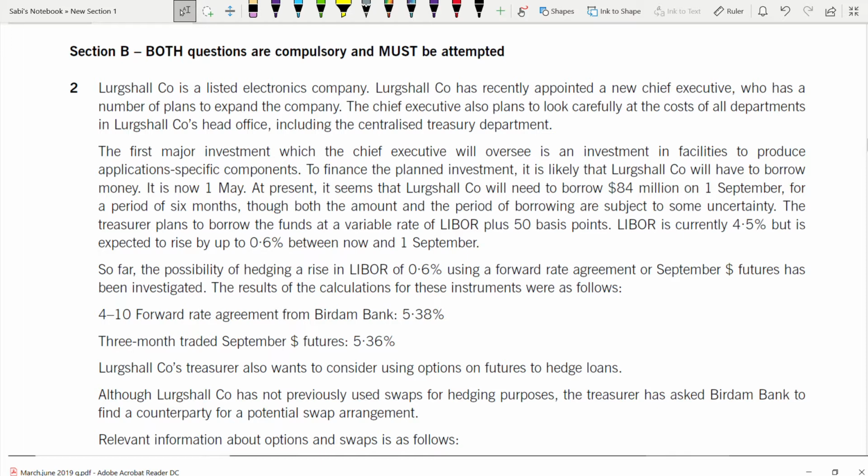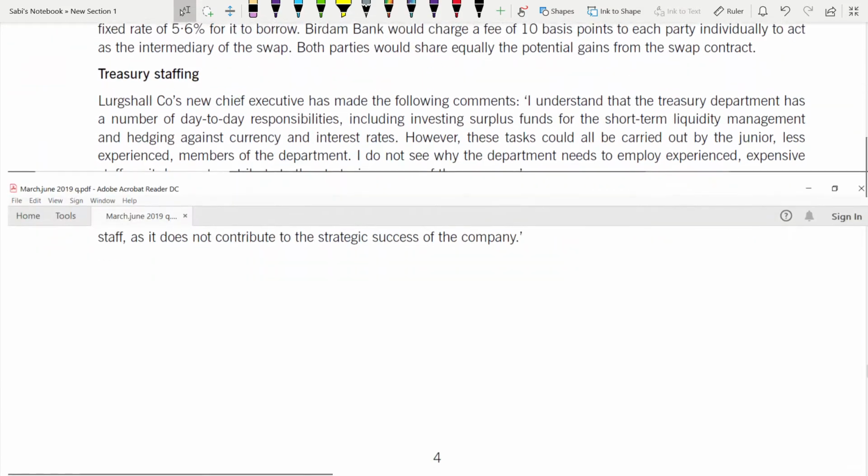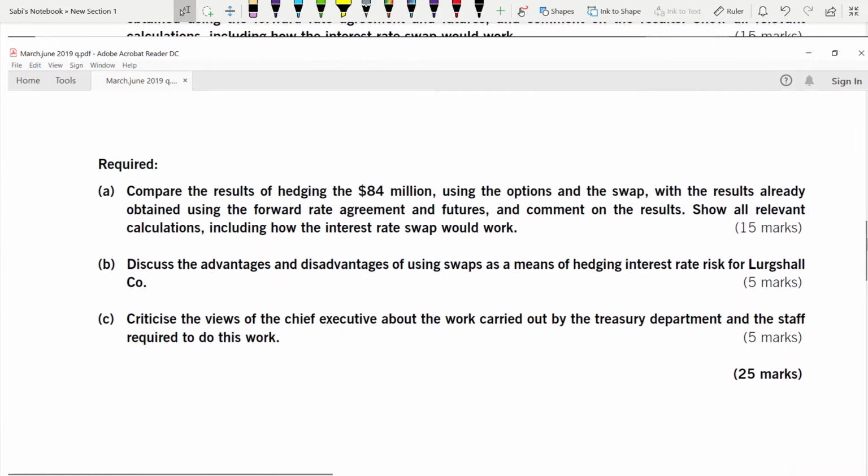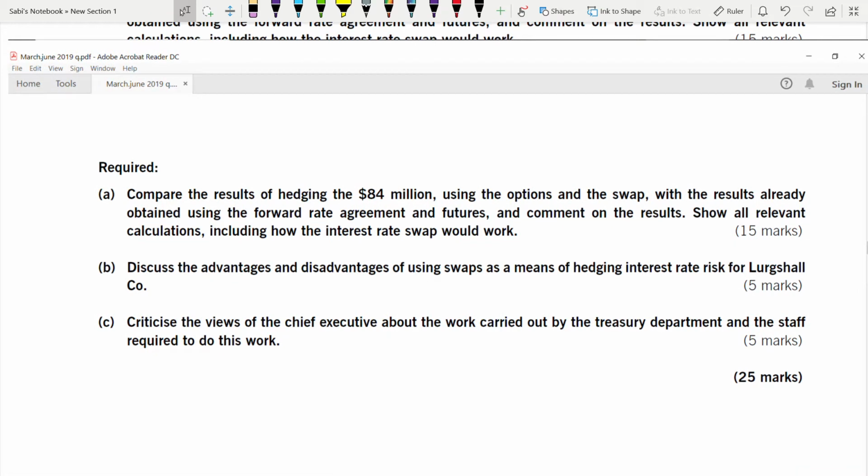Question 2 is about your risk management. This is a risk management question, and also we have some theory part on treasury. So before I read the case study, as I always tell you, start with the requirements. This is a 25 marks question. We got swap, we got options.